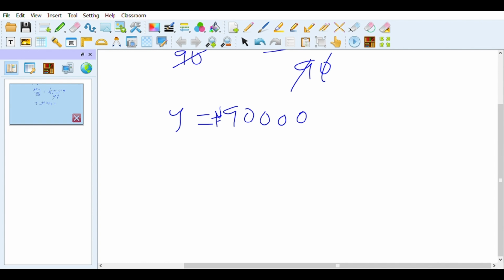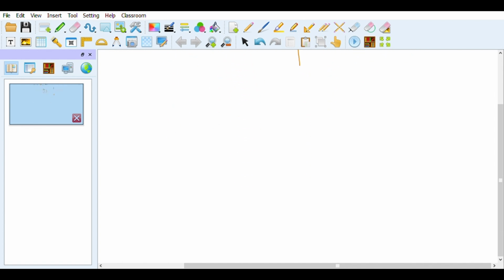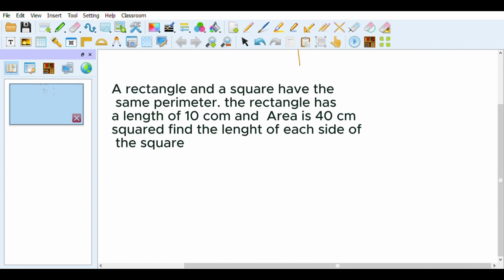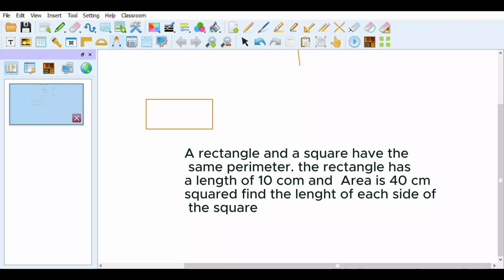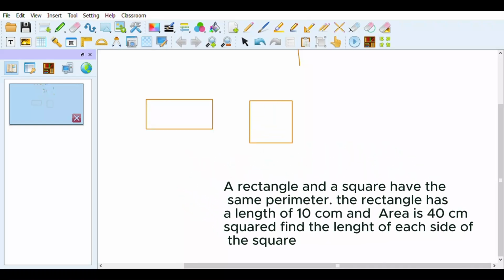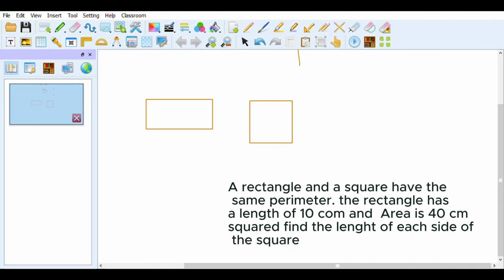Okay, so let's go to the next question. A rectangle and a square have the same perimeter. So this is a rectangle and this is a square. They have the same perimeter. Perimeter means the distance around the boundary of the shape.